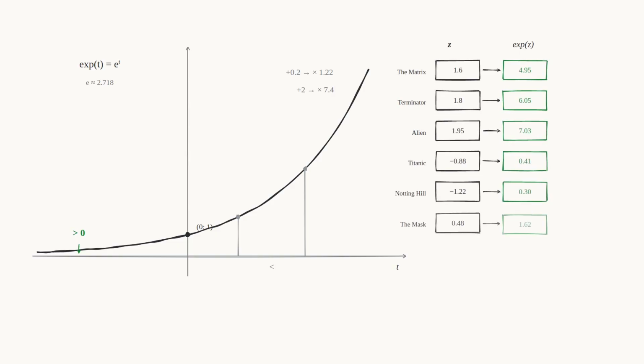Let's run our 6 scores through it. 1.6 gives 4.95. 1.8, 6.05. 1.95, 7.03. Minus 0.88, 0.41. Notice, a negative score became a positive number, just as promised. Minus 1.22, 0.30. And 0.48, 1.62. So, 6 positive numbers, order preserved, and the leaders have pulled ahead.